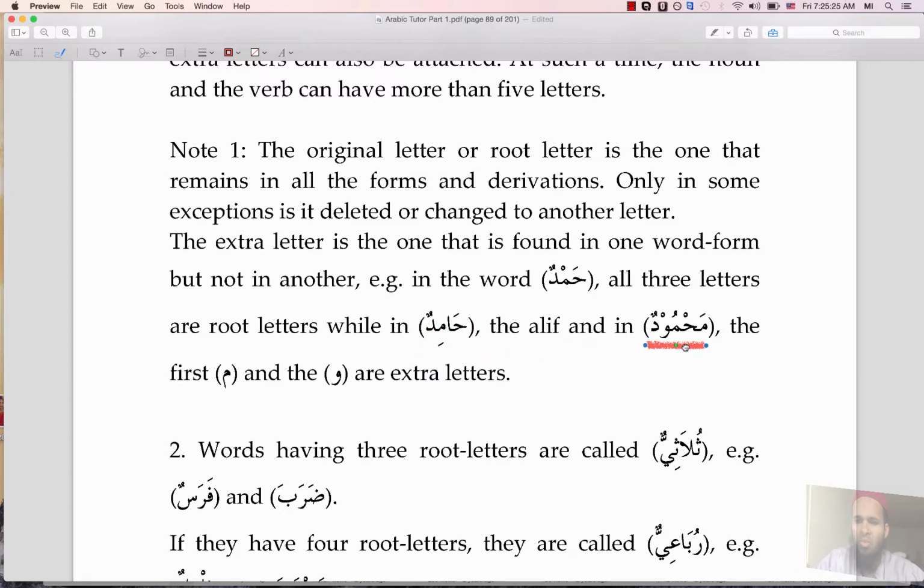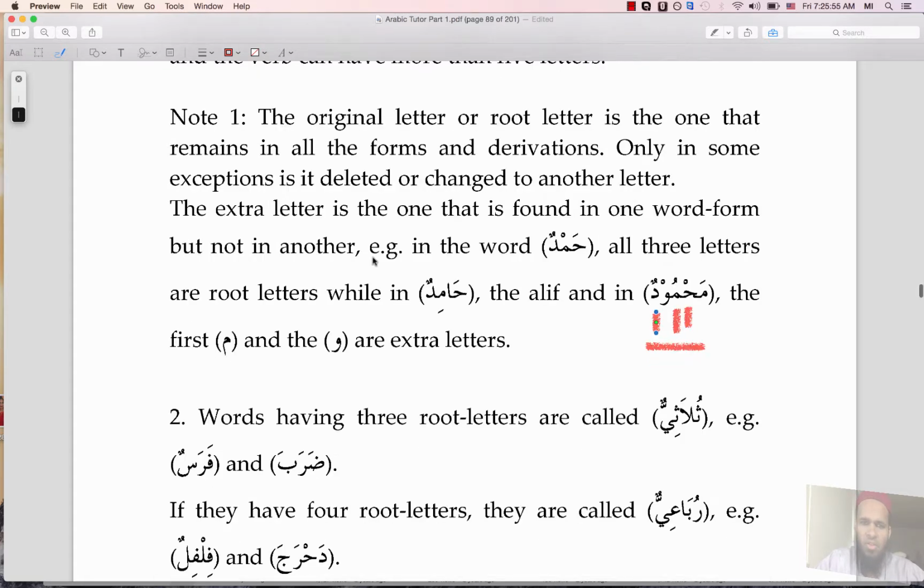And mahmudun is in the form of maf'ulun. So if you write down maf'ulun, you'll know that those 3, ha, mim, and dal, are the actual letters. Actually, the first mim and waw are the extra letters.